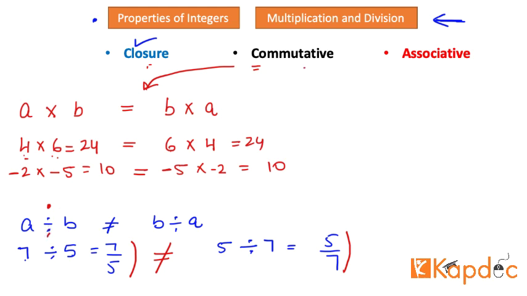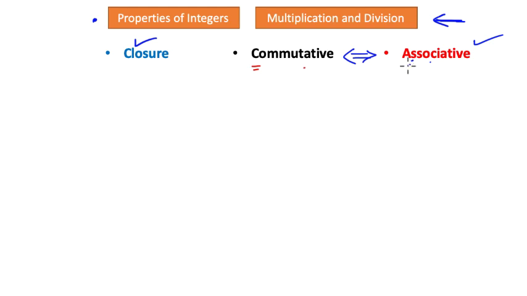Now let's take a look at the third principle, which is about the associative law. And we will find that since associative is closely linked with the commutative principle, it will work on multiplication, but associative will not work on division. So let's go take a look at that. So what exactly is the associative law? The associative law states that if you have three integers, then it should not matter how you multiply those integers or how you group them together.